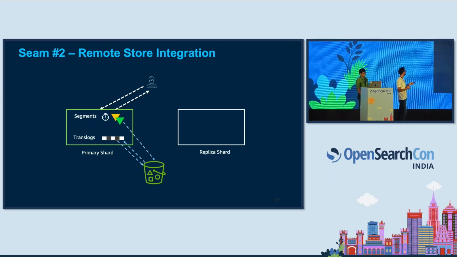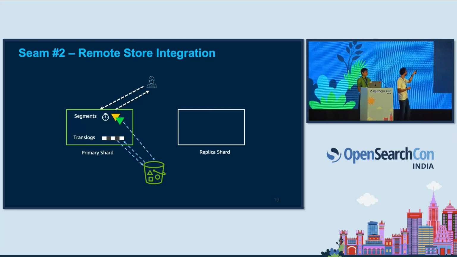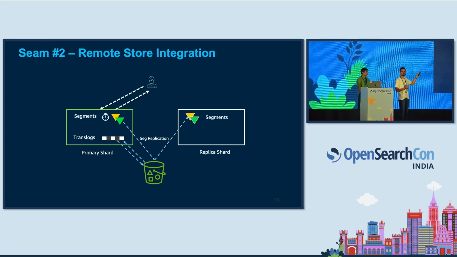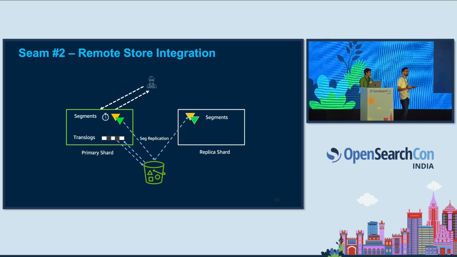Going back to the segment creation, segments are created only at primary because this is segment-based replication. And these segments, when they are created, they are uploaded to the remote store, right? And to solve the oversubscription problem, Replica will now start copying these segments from the remote store instead of the primary. And this is how we solve the problem of oversubscription. And this is how the remote store integration works, right?